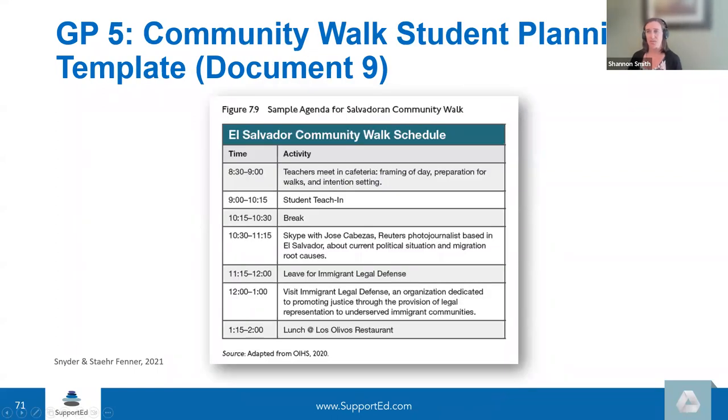And the last tool that we're sharing is the Community Walk Student Planning Template that aligns with Guiding Principle 5. It just is a wonderful example of how you can develop that relationship between school, students, families, and the community, and emphasizes the importance of developing that social awareness, self-awareness, and relationship skills, because this community walk is something your students plan to take you as the educator on. So it really helps them to advocate, to show what are the important aspects of their community that they want you as the educator to know about.